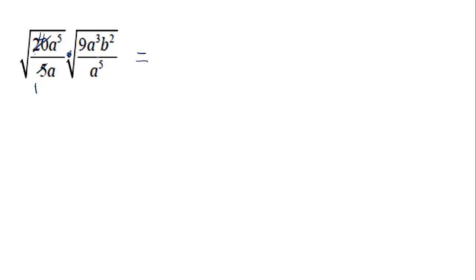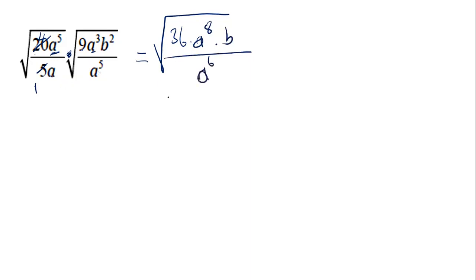And then look at here. This will be 4 times 9, 36. Don't forget to put square root of 36 times. And this a power 5, a power 3 will give me a power 8, times b, over a power 1 times a power 5 will give me a power 6.